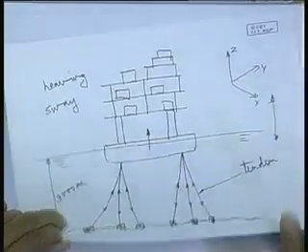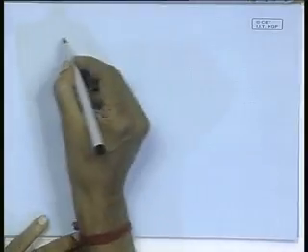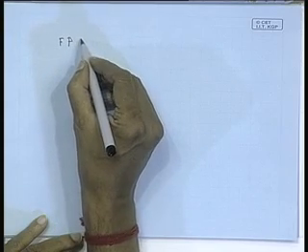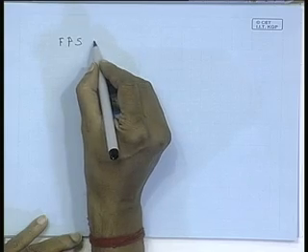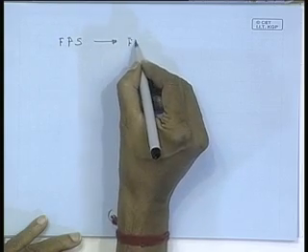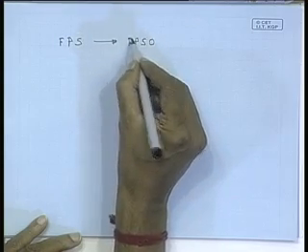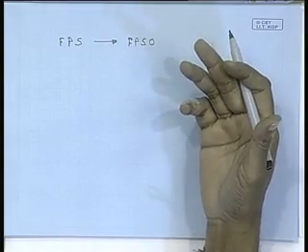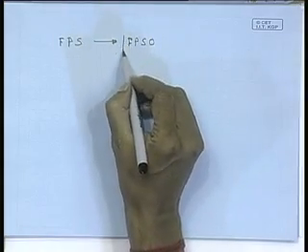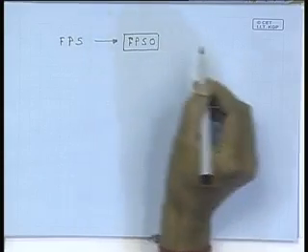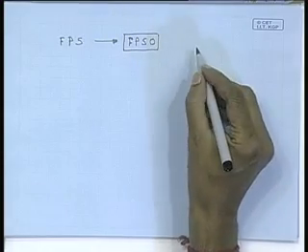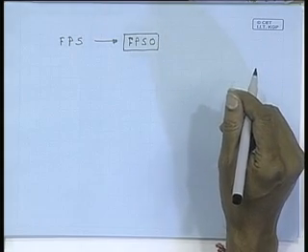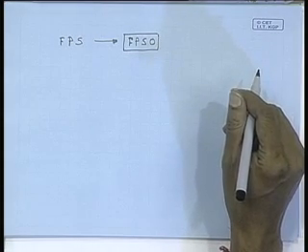And then next we talked about FPS. FPS is called floating production system, and when we talk about FPSO, then it is floating production, storage and operation. So, these days this particular concept has become very popular. Floating production, storage and operation, right, FPSO.